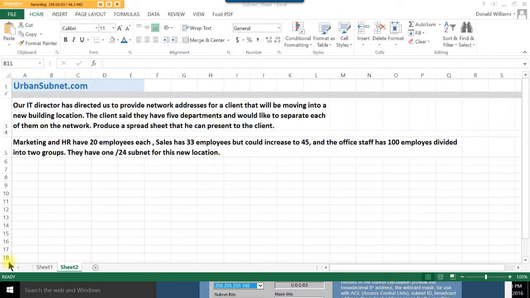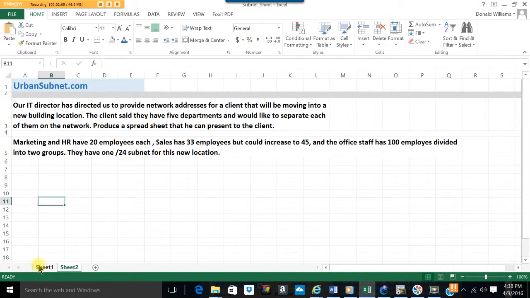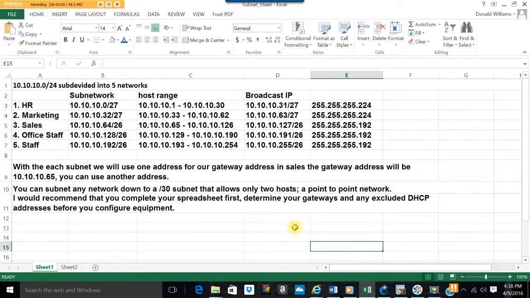Now, this is what we came up with for our IT director. The network that he said they have is a 10.10.10.0 network. It's a /24, and they wanted to subdivide that into 5 separate networks with the information that is provided about the number of people working in each department.